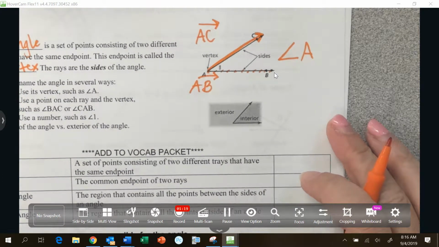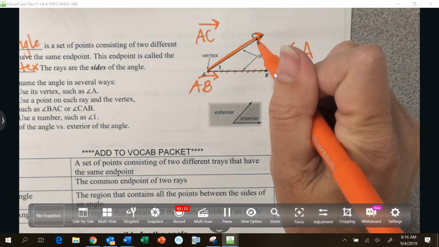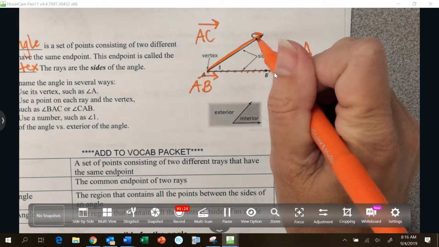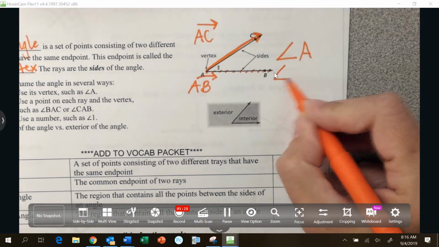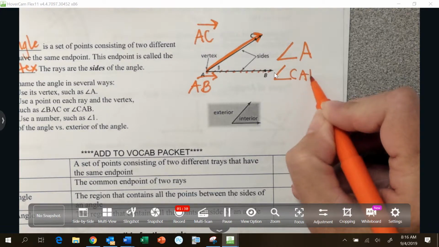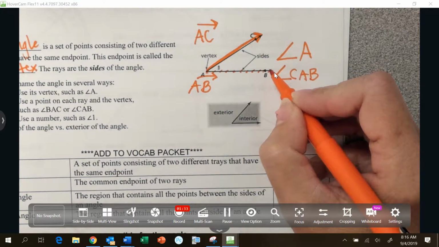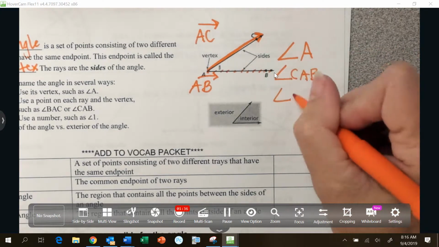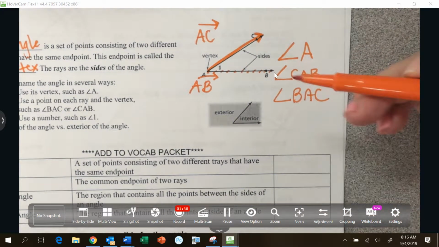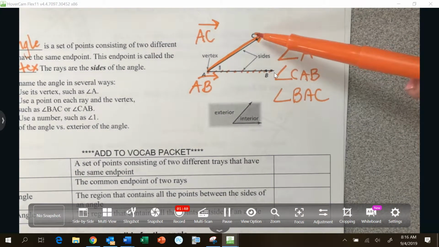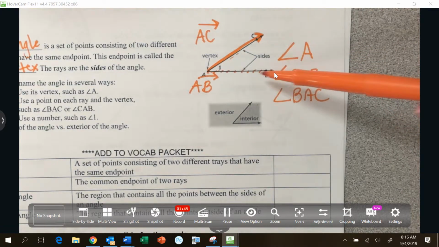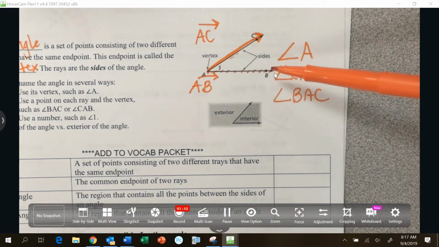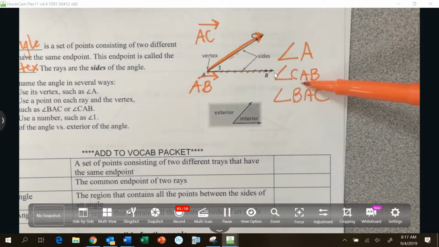Another way that you could name it would be starting at a point on the ray, going through the endpoint, going through another point on the other ray. So this could be angle CAB, or angle BAC. You guys notice when I name it and I'm using my pen, I start at C, I go through A, and then I go through B, in the order that I wrote the letters. That way the middle letter is that vertex.